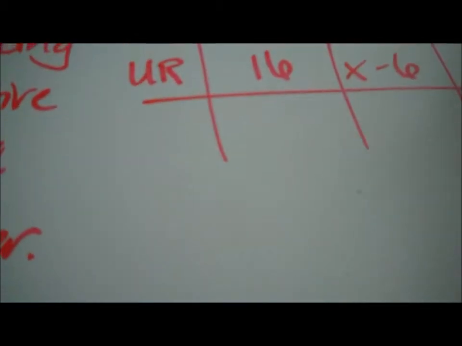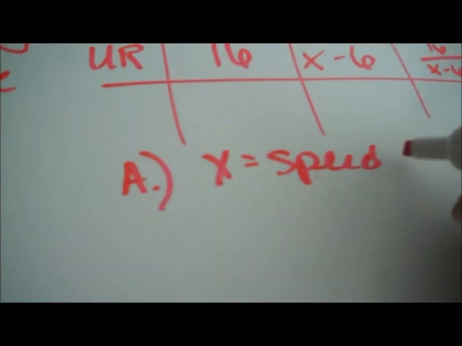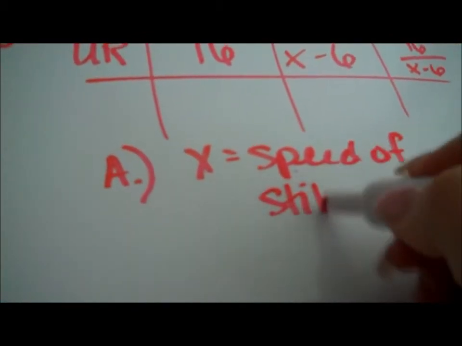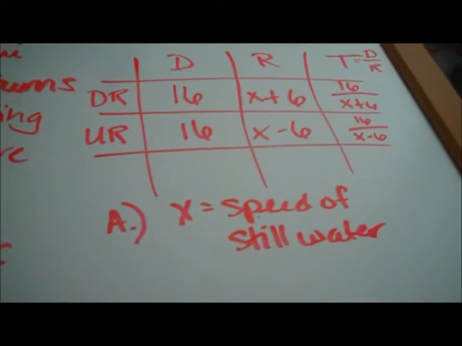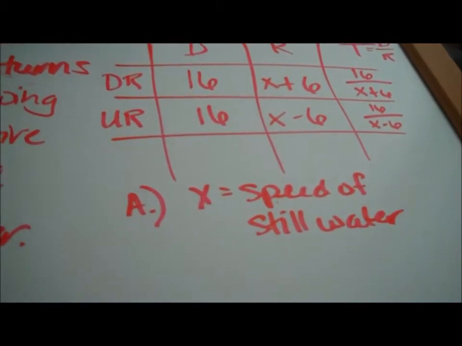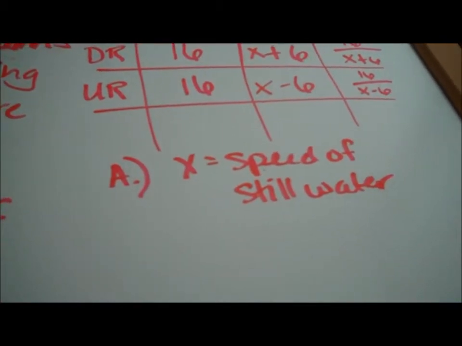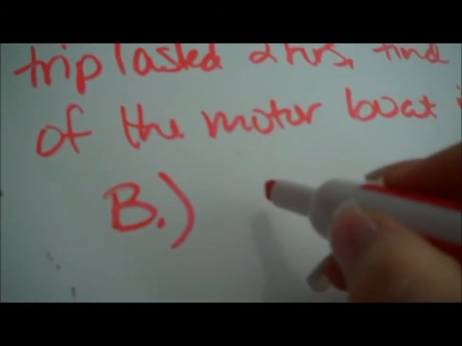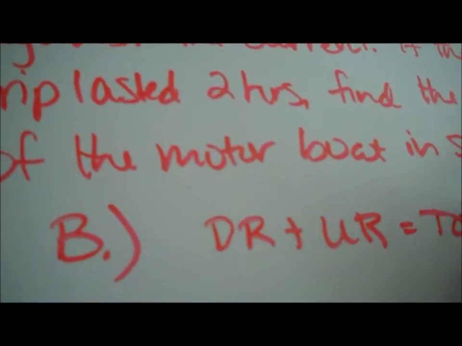We need to make sure that in our problem, the first part is that we identify our variables. So the x is going to be speed of still water. Then we need to come up with an equation for our work here. And so we need to say that the time for downriver and the time for upriver have a sum of 2 hours. So that's our second part. So B is going to be downriver plus upriver has to equal total time.